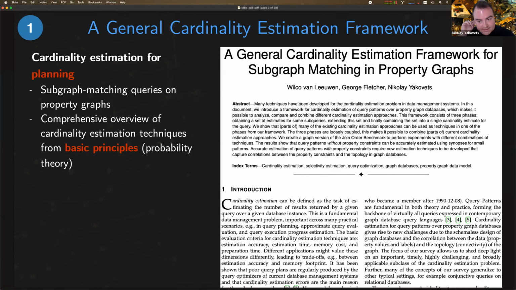In this particular survey, we focus on cardinality estimation for property graphs. That means estimating not only the topology, but also the data constraints and the combinations thereof. The idea is to provide an explanation of different cardinality estimation techniques, going from the RDF world, going from the relational world, and stemming from basic principles, so think of probability theory, to have a comprehensive explanation of what's going on.